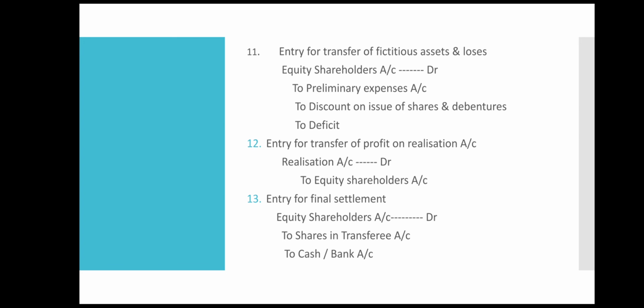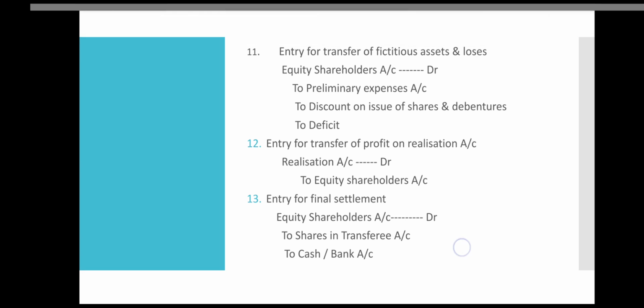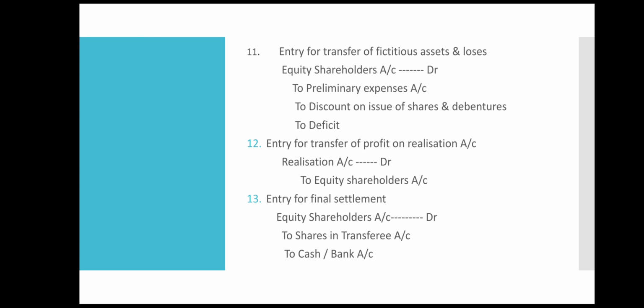Then the last entry is for final settlement. Final settlement depends upon how the purchase consideration is paid. In the previous problem we have calculated the purchase consideration. So this entry is for the settlement: equity shareholders account debit to shares in transferee company account, to cash or bank. This entry is for final settlement, that is, in what form the purchase consideration is paid to the equity shareholders.